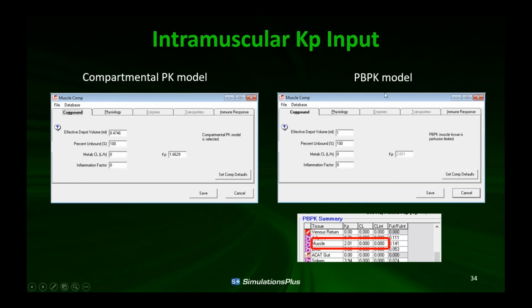If it is a PBPK model, the program still shows you the Kp for the intramuscular location, but you couldn't modify it because this value is taken from the PBPK summary table. We do not expect the injection site muscle to have a significant difference in tissue composition compared to the PBPK muscle tissue, so these 2 values will be consistent. If you really want to modify the intramuscular Kp value, you could change it in the PBPK summary table, and these two will be synchronized and take the value from the PBPK summary table.